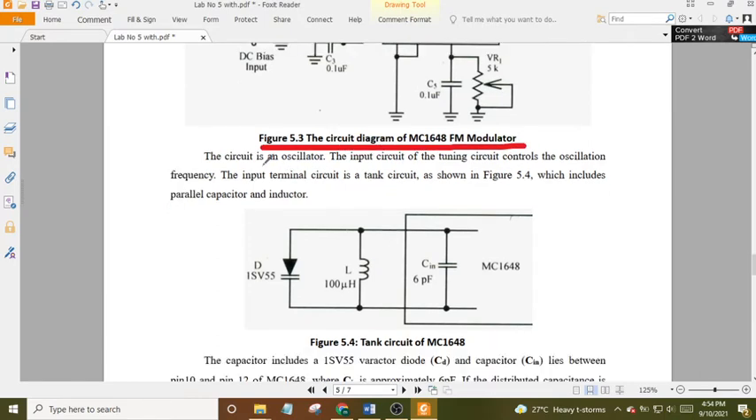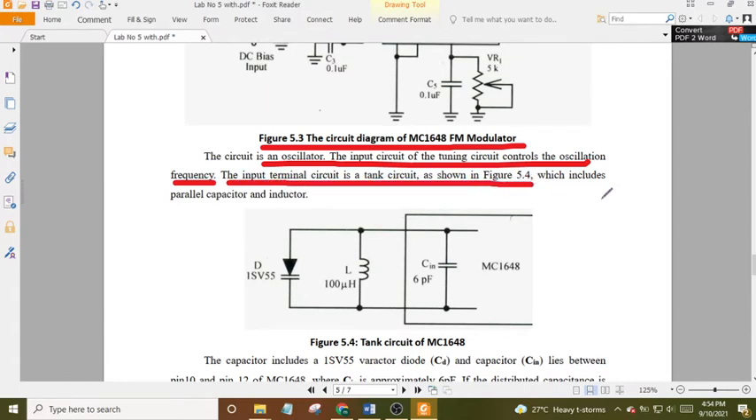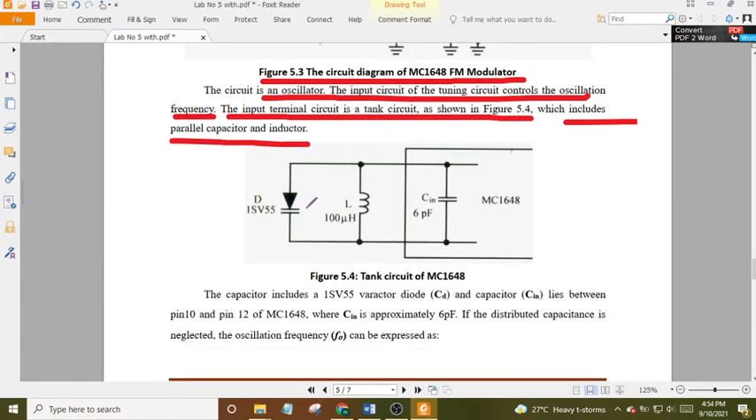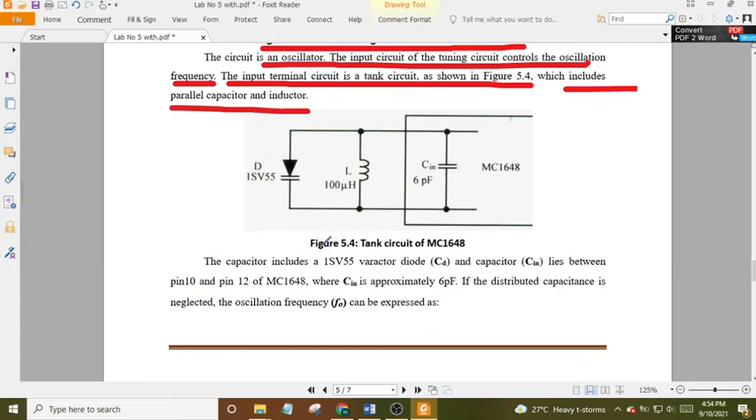The circuit is an oscillator. The input circuit of the tuning circuit controls the oscillation frequency. The input terminal circuit is a tank circuit, as shown in figure 5.4, which includes a parallel capacitor and inductor. Figure 5.4, tank circuit of the MC1648.